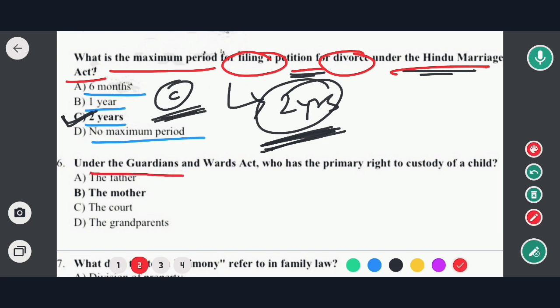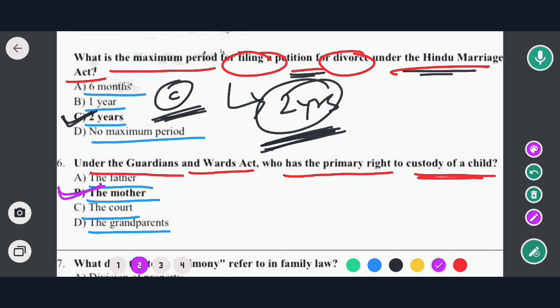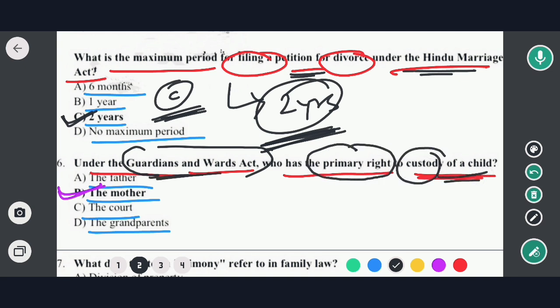Under the Guardians and Wards Act, who has the primary right to custody of a child? The options are the father, the mother, the court, and the grandparents. In this case, the correct option would be option B, that means the mother. That means as per the provision of the Guardian and Wards Act, the primary right to custody of a child किसको दिया गया है? ये to the mother.